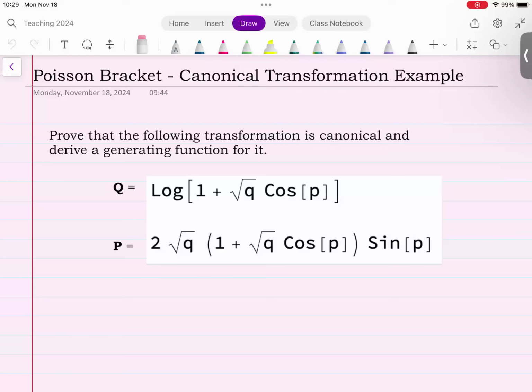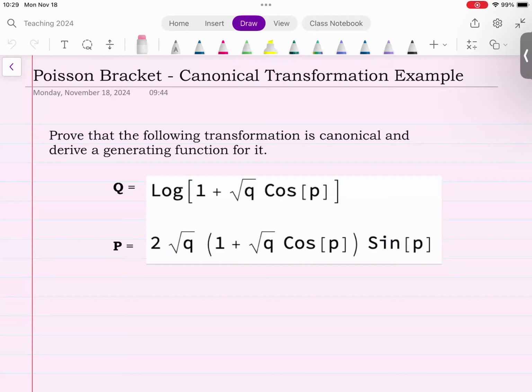Okay, great. We are going to look at one example, how to prove that a transformation is canonical, and how to derive a generating function. And here is the transformation. It looks pretty messy, but let's see what we can make out of it.